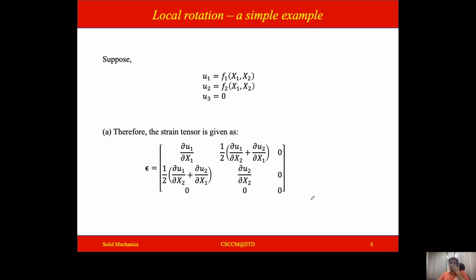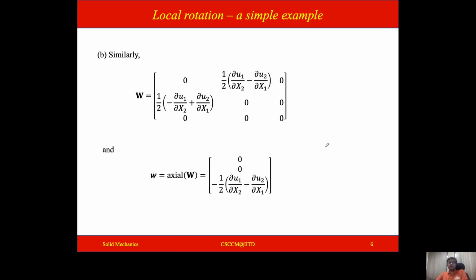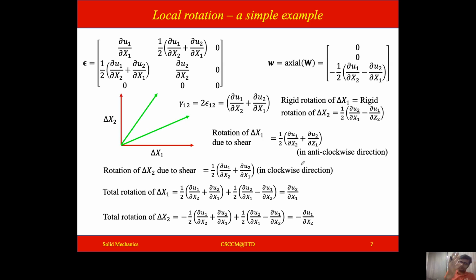So let us see. So this was the epsilon matrix, this was the W matrix, and this is what we just derived. So W is axial of capital W, and that is basically only having the third component, that is the Z component. Which means rotation is going to take place about the Z axis, right? Now we are going to solve another problem, which is the same problem, but an extension you can think of it. So let us see.